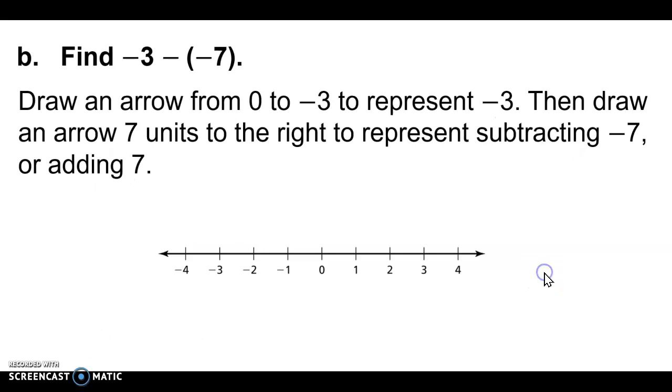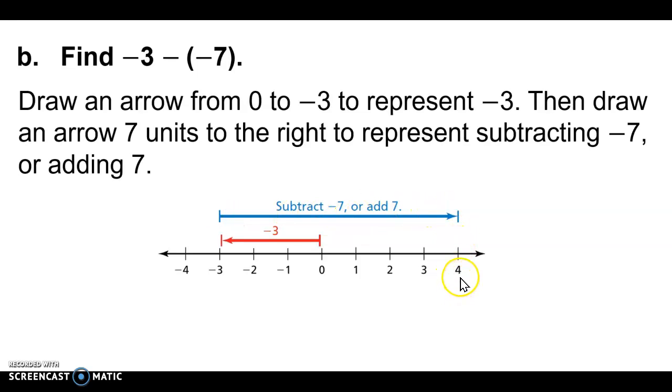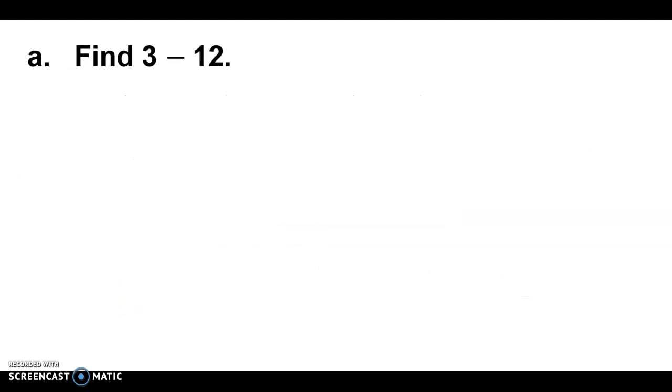So start with -3. Take away 7 negatives. So you're going to draw an arrow 7 units to the right to represent subtracting -7, or adding 7. So we start over here and we add 7 to the right and we end up at +4. So that's the way using a number line. I don't recommend it. I like doing it this way.